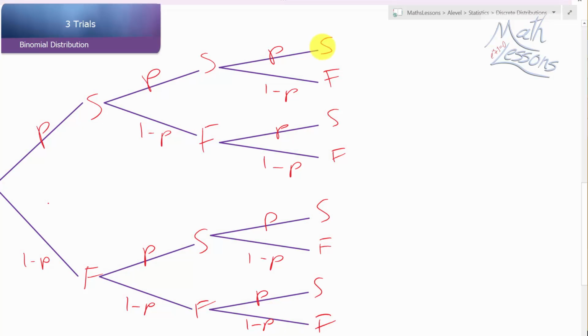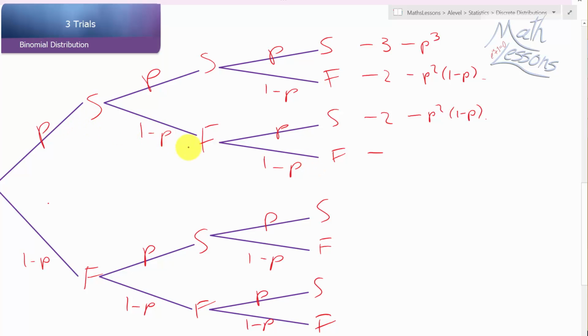Now here we have 3 successful outcomes, and the probability of that occurring was p cubed, p times p times p. Here we have 2 successful outcomes, and we've got p times p times 1 minus p, so that gives us p squared times 1 minus p. Here again we have 2 successful outcomes. We've got p squared times 1 minus p again. What you'll notice is that when we have a certain number of successful outcomes, the probabilities of them occurring are the same.